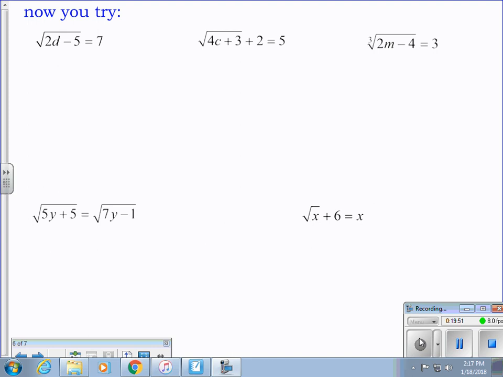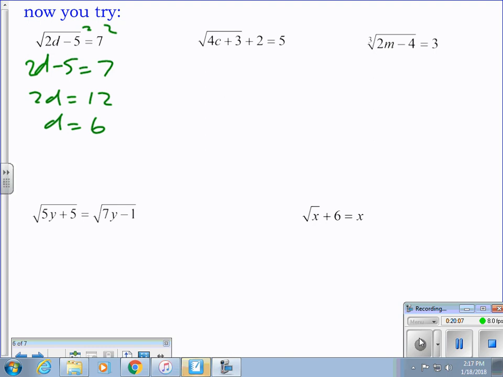So the first one, square both sides. 2d minus 5 equals 7. Add 5, 2d equals 12, divided by 2, d equals 6.